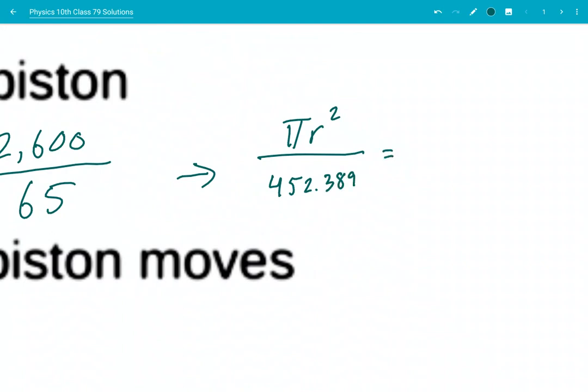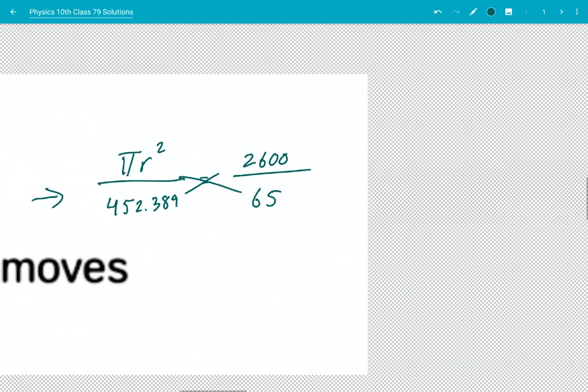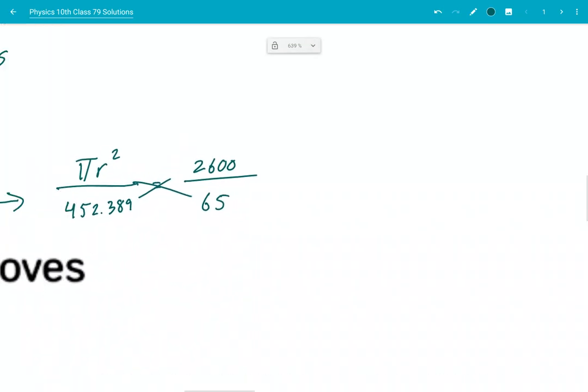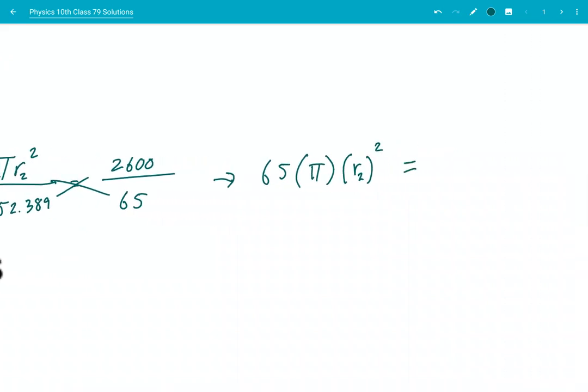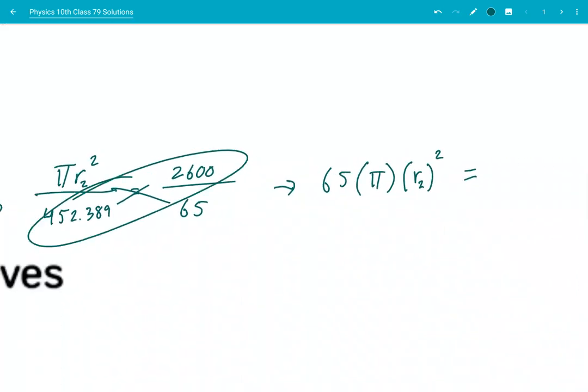452.389 equals 2,600 all over 65. Cross multiply, cross multiply. So we'll do these two multiplied first: 65 times pi times radius 2 squared equals. Now I'm going to multiply these and get a number.